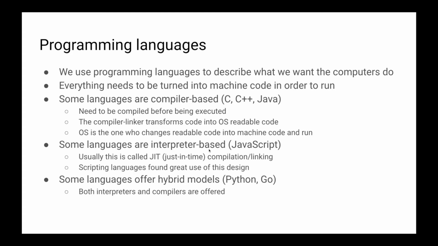The second category of programming languages is interpreter-based, for example, JavaScript. JavaScript is loaded into the browser as a plain text file. The JavaScript engine inside the browser compiles and generates intermediate code, then executes the intermediate code. This process is usually called JIT, just in time. Many scripting languages have found great usage of this design because scripts usually require quick iterations during development. A complicated compilation and linking process will hurt productivity.